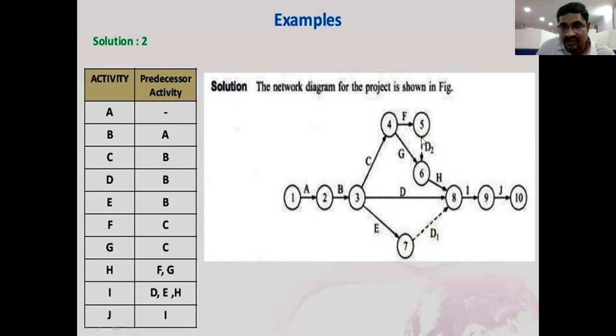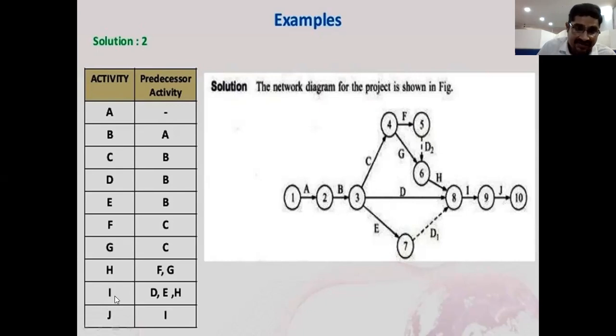That's why we use a dummy activity here, right? So H came from F and G. From these 2 points, we will get the H activity.